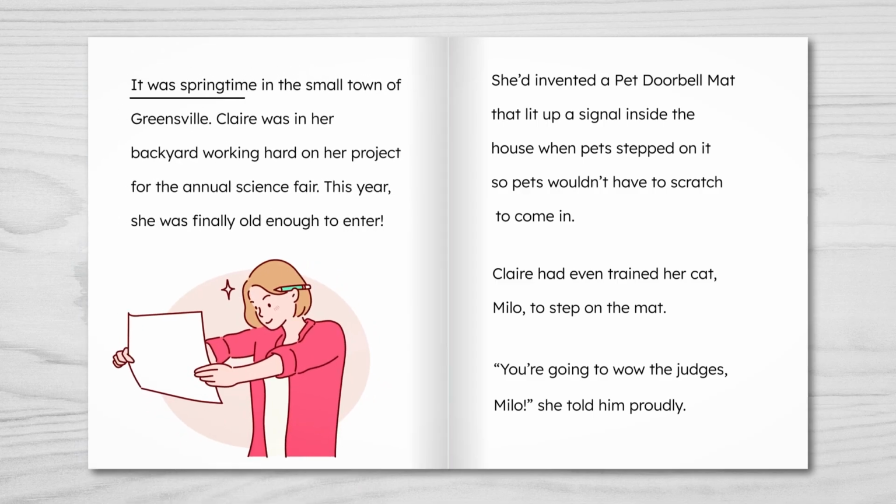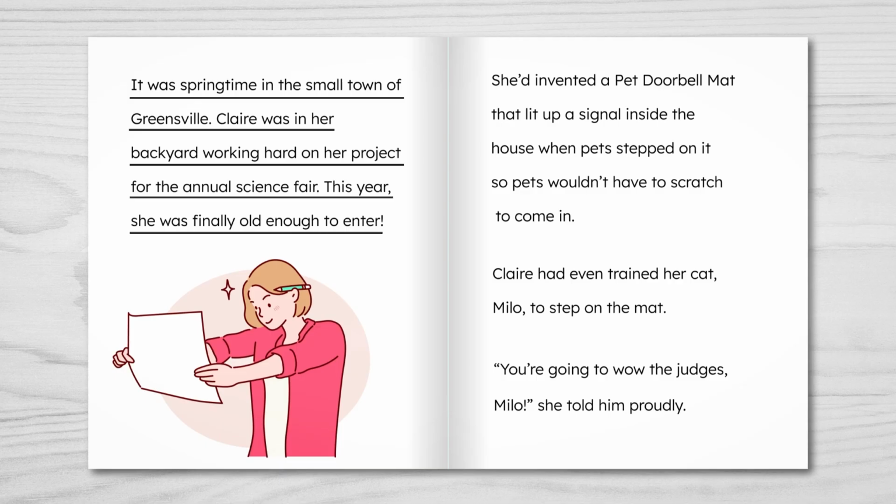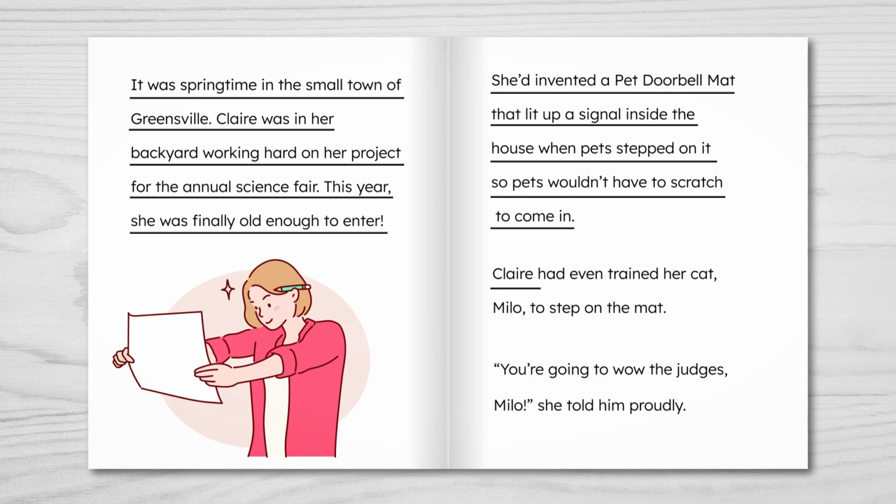It was springtime in the small town of Greensville. Claire was in her backyard working hard on her project for the annual science fair. This year, she was finally old enough to enter. She'd invented a pet doorbell mat that lit up a signal inside the house when pets stepped on it, so pets wouldn't have to scratch to come in. Claire had even trained her cat Milo to step on the mat. "You're going to wow the judges, Milo," she told him proudly.